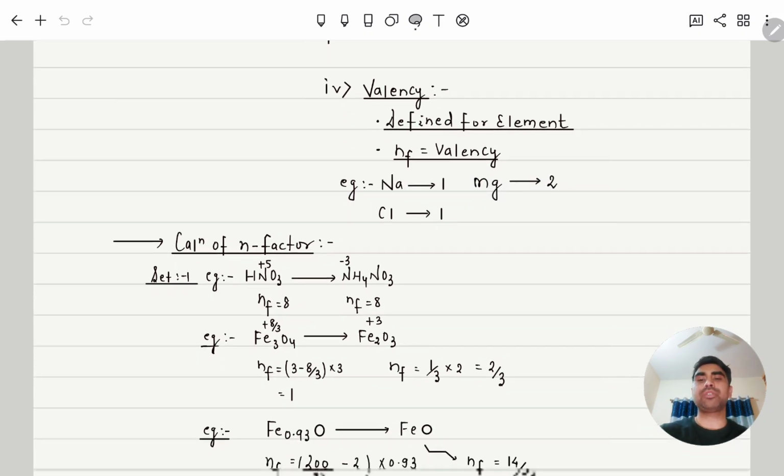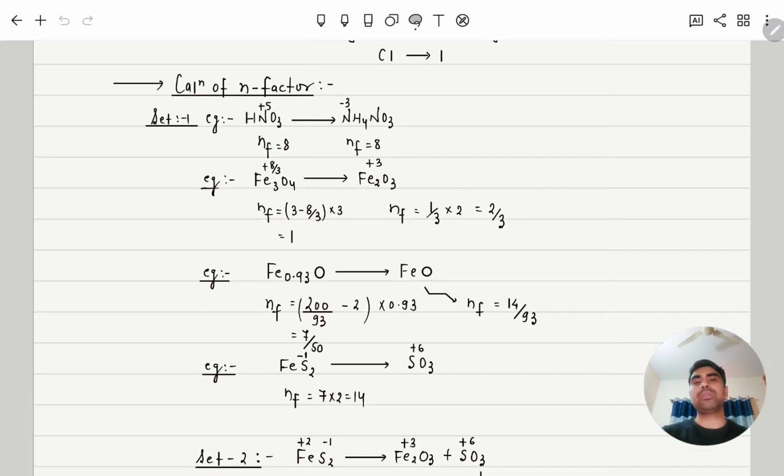Now we will do a set of questions and understand how to calculate the n factor for both reactant and product. Here you can see HNO3 going to NH4NO3. Here also nitrate, here also nitrate. With respect to this nitrogen, the n factor will be 0. But with respect to this nitrogen, +5 going to -3, so the overall difference is 8, and atomicity is 1. So n factor is 8. For the other one also the difference is 8 and atomicity is 1, so n factor is 8.